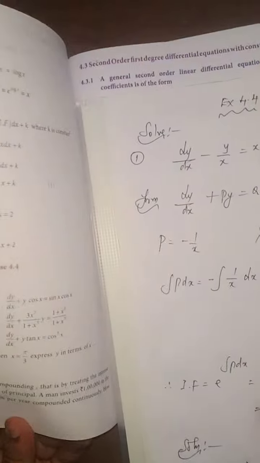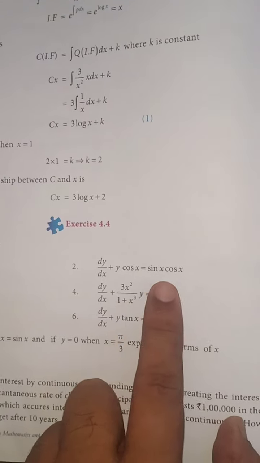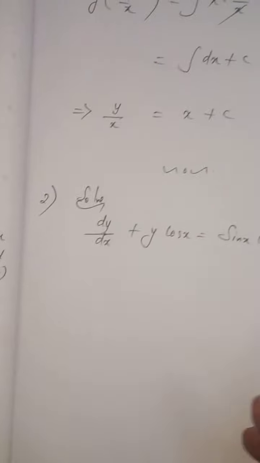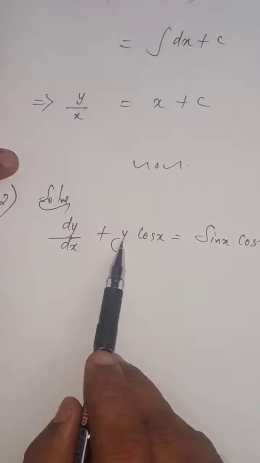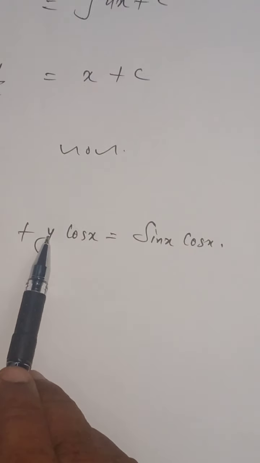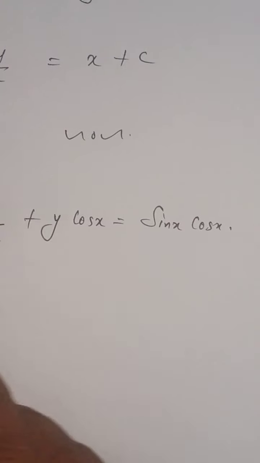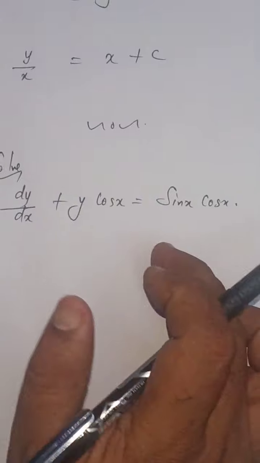Now problem number 2. Again, solve dy by dx plus y cos x equals sin x cos x. Look at that. We have dy by dx, and only one y, which lies in the numerator, to the left of the equal sign. All the conditions are satisfied, so definitely it is a linear differential equation.